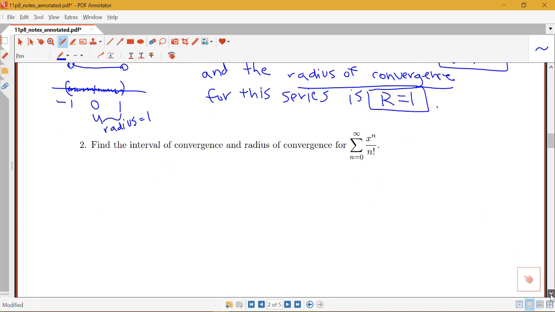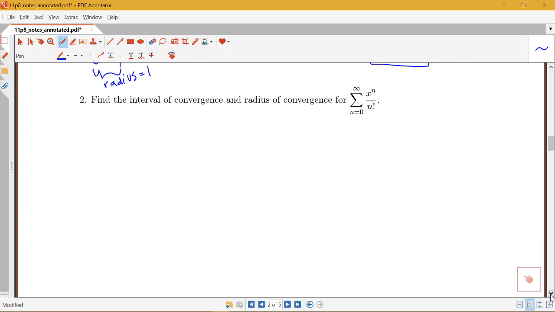Now we want to find the interval and radius of convergence for this series. We have a sum from n equals 0 to infinity of x to the n over n factorial. Again, notice that this series happens to be centered at 0.